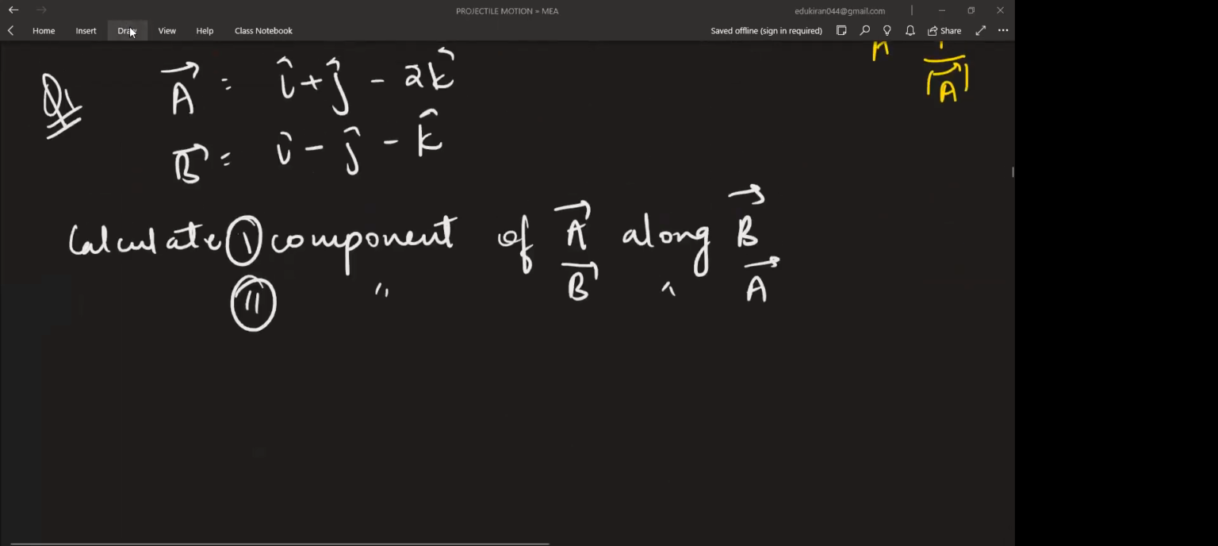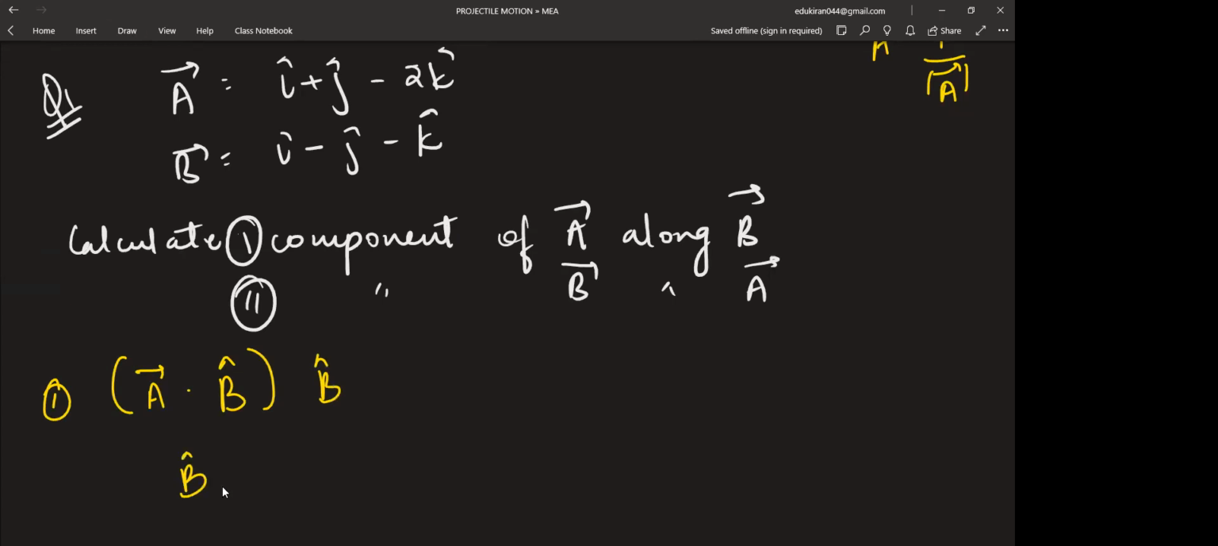See, in this question, you have vector A with the vector B. You have to calculate the component of A along B. Now what we are going to do, we have to find out A along B and B along A. So let us calculate, one second. You can calculate on your own. A multiplied to the unit vector of B cap, multiplied to B cap. Let us find out what is the unit vector of B cap.